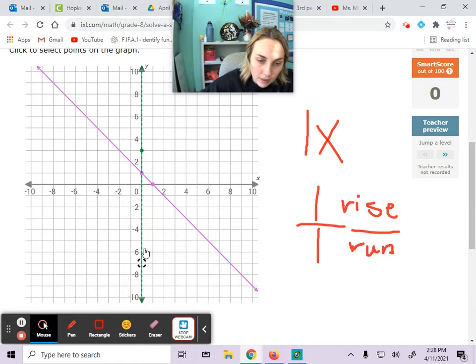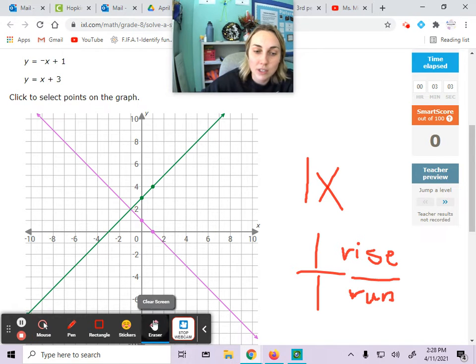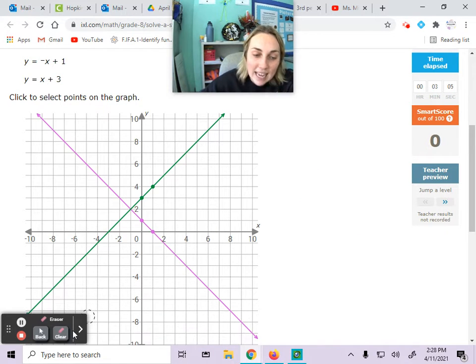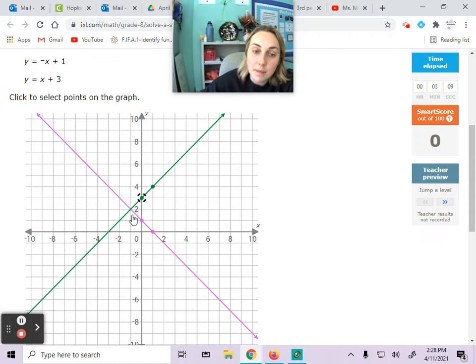So what I'm going to do is I plotted my first point. I'm going to rise 1, and I'm going to run 1. And there's my second line. IXL made the line for me, so it made it like 100 times easier. So now, the answer to this problem is going to be where these meet up. These meet up right here, as you can see.